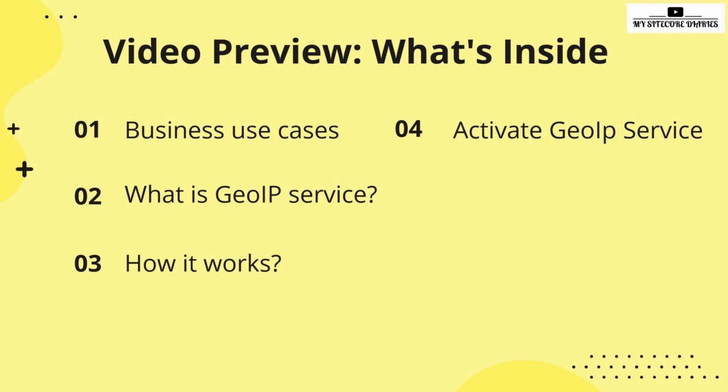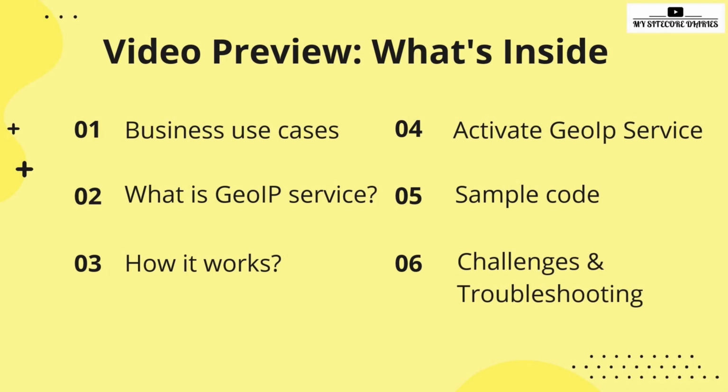We will see how you can activate the GeoIP service. I will walk you through the steps to activate the GeoIP service. Then we will see a sample code, how we can use it programmatically if you want to use it. And then finally we will discuss common hurdles you might encounter when working with GeoIP service, so challenges and troubleshooting.